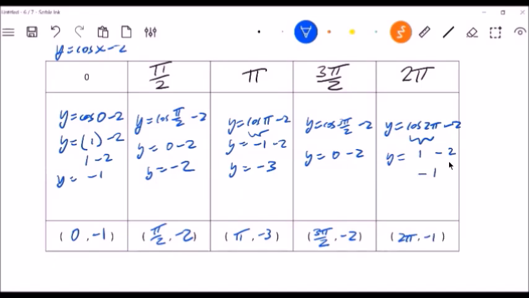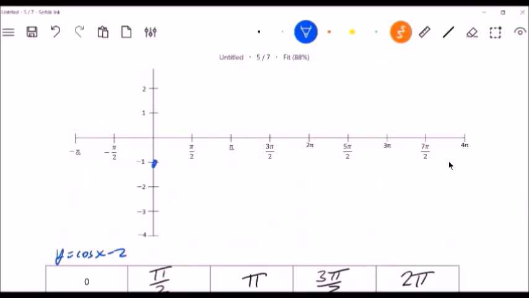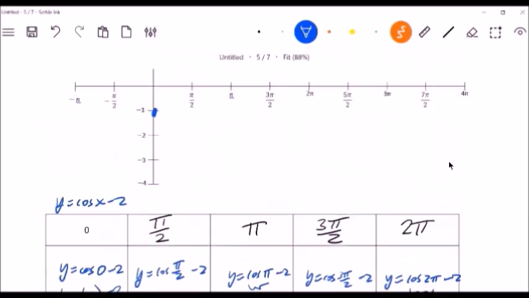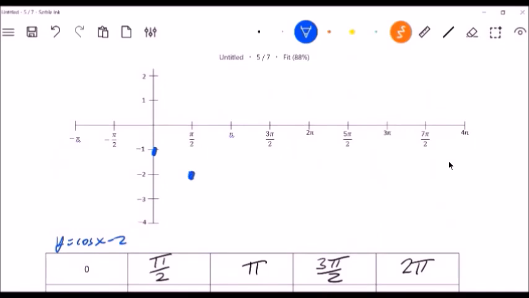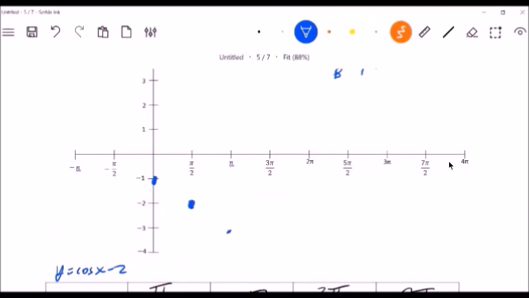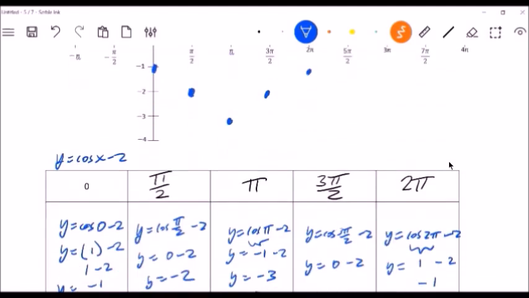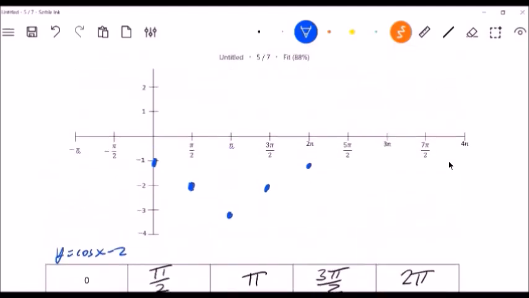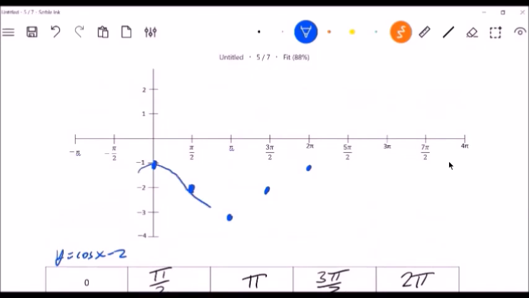Now let's graph these. 0 and -1, pi over 2 and -2. Okay, pi goes all the way down to -3. And then we're back to here and here. So that's supposed to be a curved thing. So that means we need to curve it like this. And then to repeat here, that's the second one. And then down to here, and here, and here.